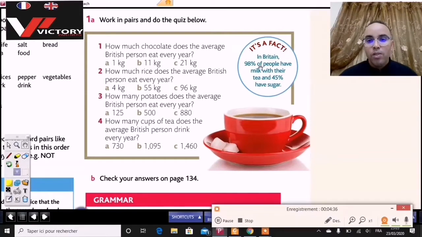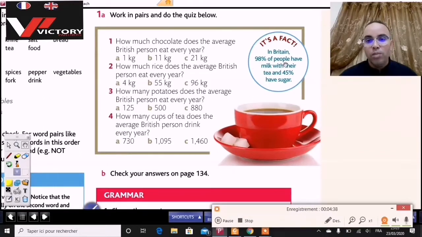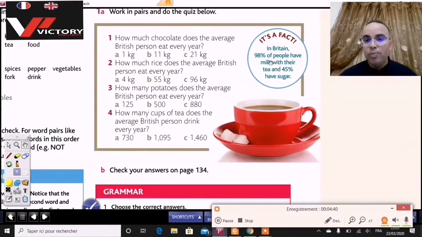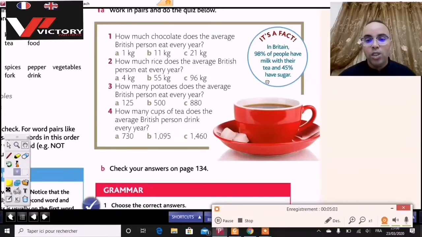There is a fact here. This is something that is true about British people. In Britain, 98% of people have milk with their tea, and 45% have sugar. As you can see here, this is tea with milk, and we have got some sugar here, which means that 55% of British people don't have sugar with milk and tea.